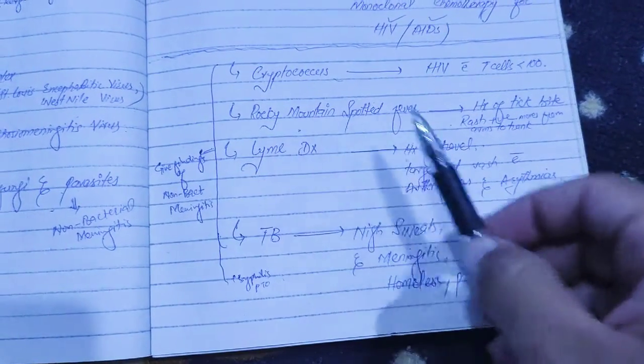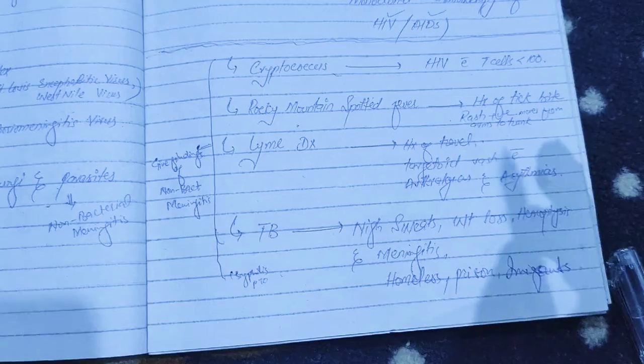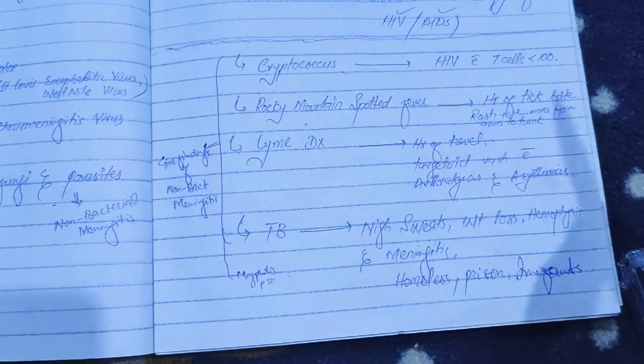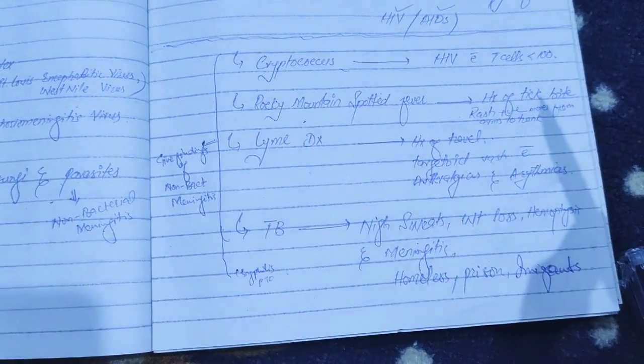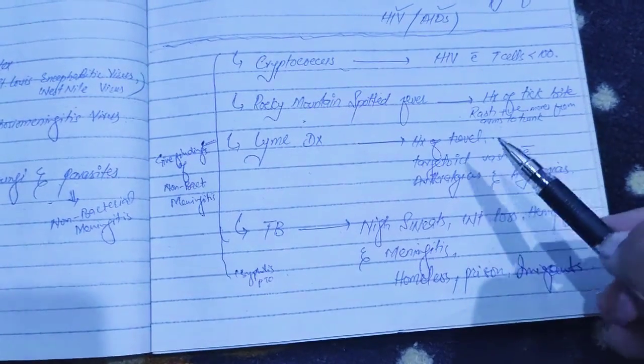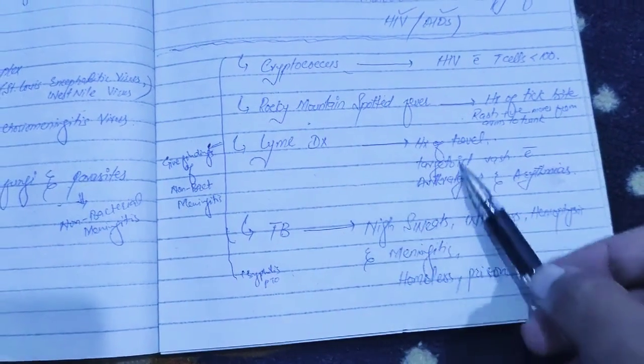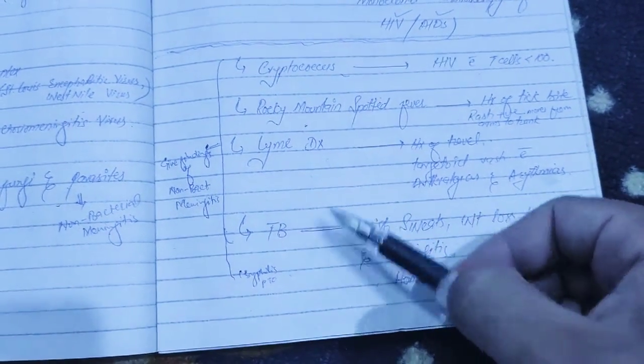In the case of Lyme disease, there will be a history of travel, and in this patient there will also be a rash, but this rash will be targetoid in shape. So they will have a targetoid shape rash. Moreover, they will have arthralgias as well as arrhythmias. So those are important things to remember in Lyme disease.